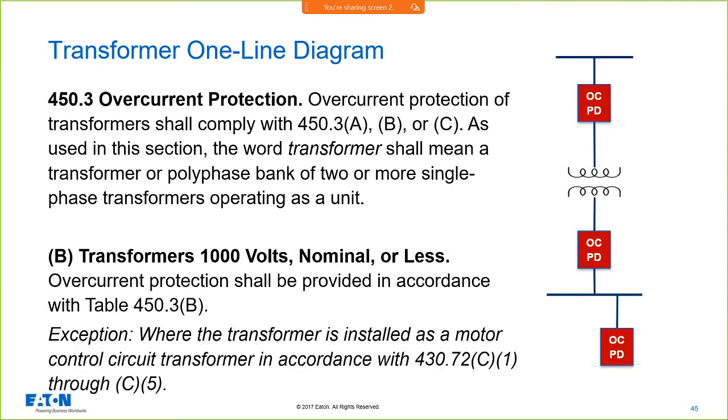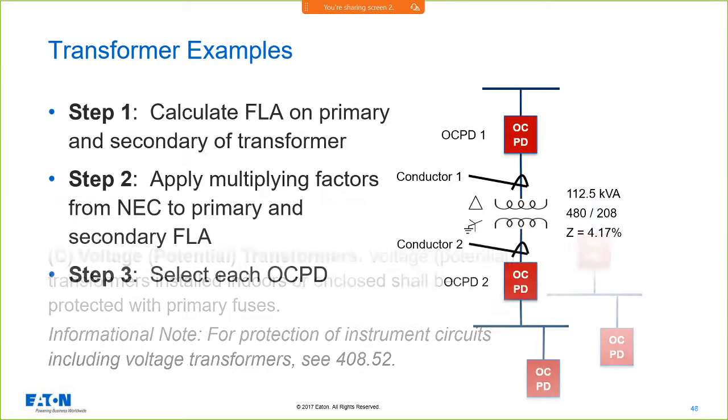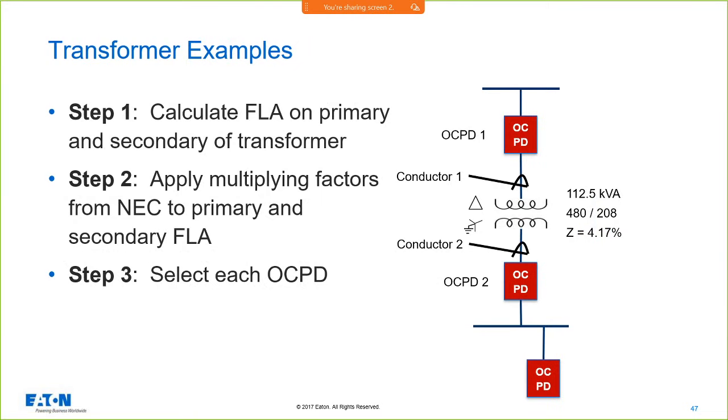So we're going to have to skip A and go to B. And we go to 1,000 volts nominal or less. Overcurrent protection shall be provided in accordance with the table 450.3(B). And again, there are some other details there. And then C is your voltage, your PTs, your potential transformers. So in this application, we're going to be using table B, and we're going to calculate the full load amps. We're going to apply those multiplying factors. Then we're going to select the overcurrent protective device, and then we select our conductors.